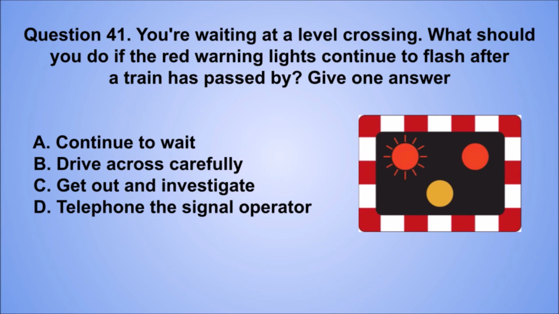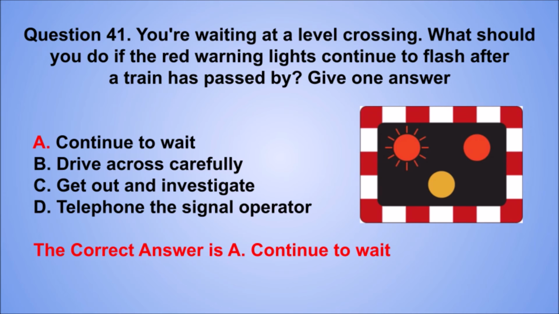Question 41. You're waiting at a level crossing. What should you do if the red warning lights continue to flash after a train has passed by? Give one answer. A. Continue to wait. B. Drive across carefully. C. Get out and investigate. D. Telephone the signal operator. The correct answer is A.